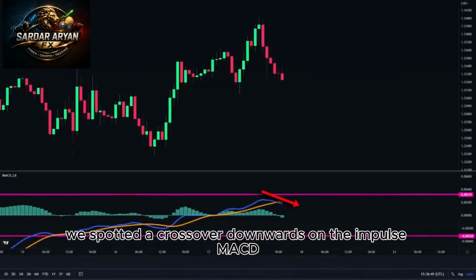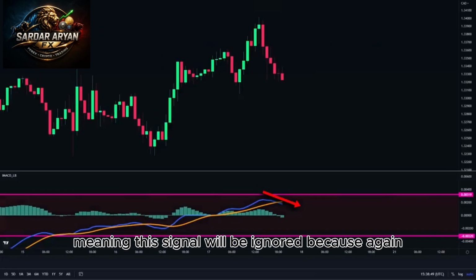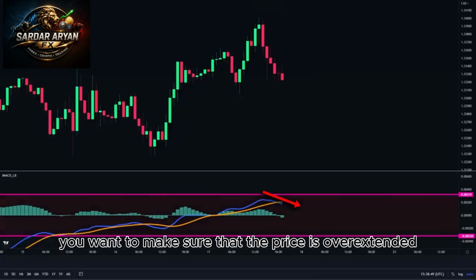Here we spotted a crossover downwards on the impulse MACD. However, as you can see, this crossover happened inside the lines, meaning this signal will be ignored, because again, you want to make sure that the price is overextended.